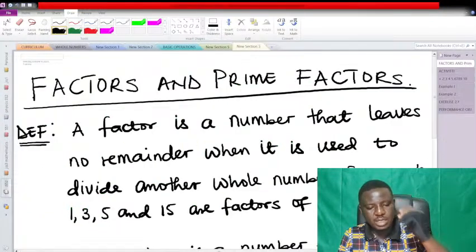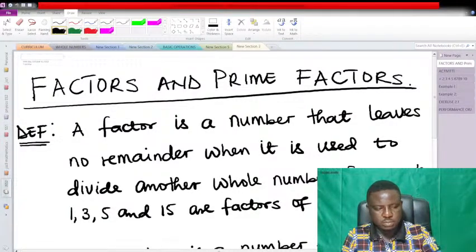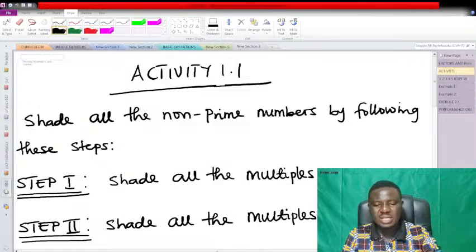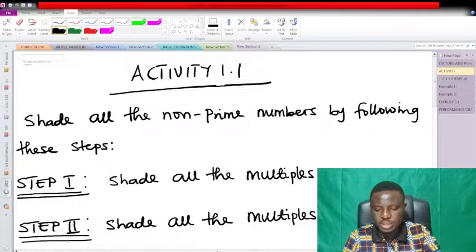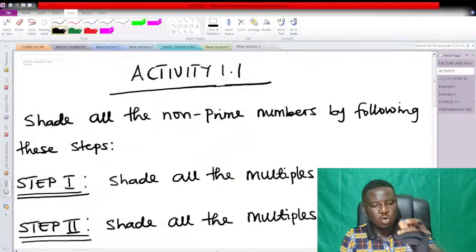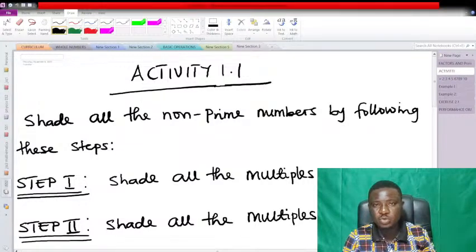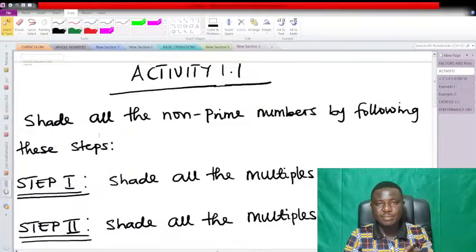So back to the class. Activity 1.1: for us to be able to determine the prime factors between 1 and 200, we are going to shade all the non-prime numbers by following these steps. We are going to list out all the numbers from 1 to 200, and then identify all those that are prime numbers.